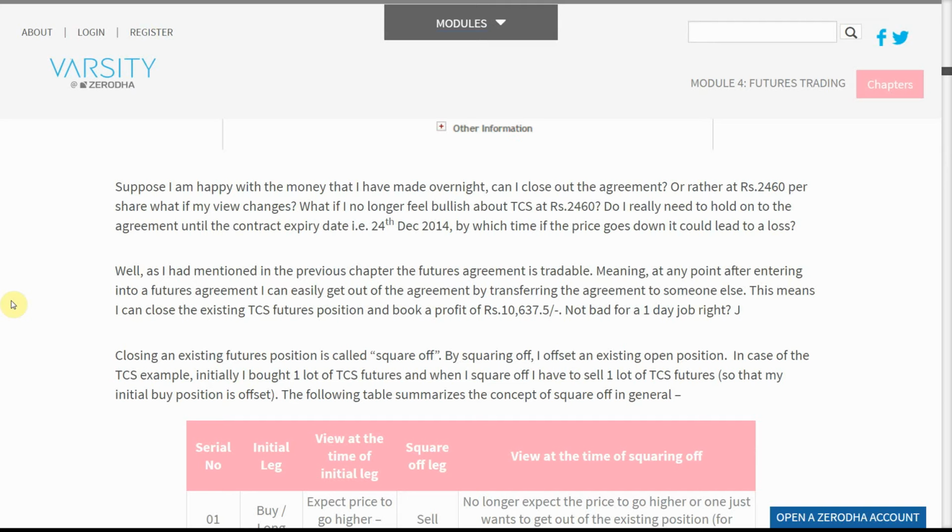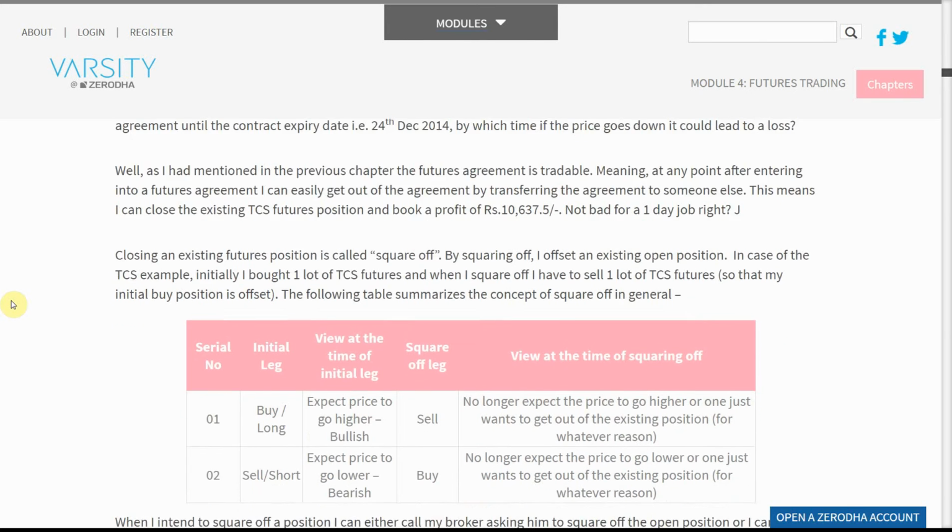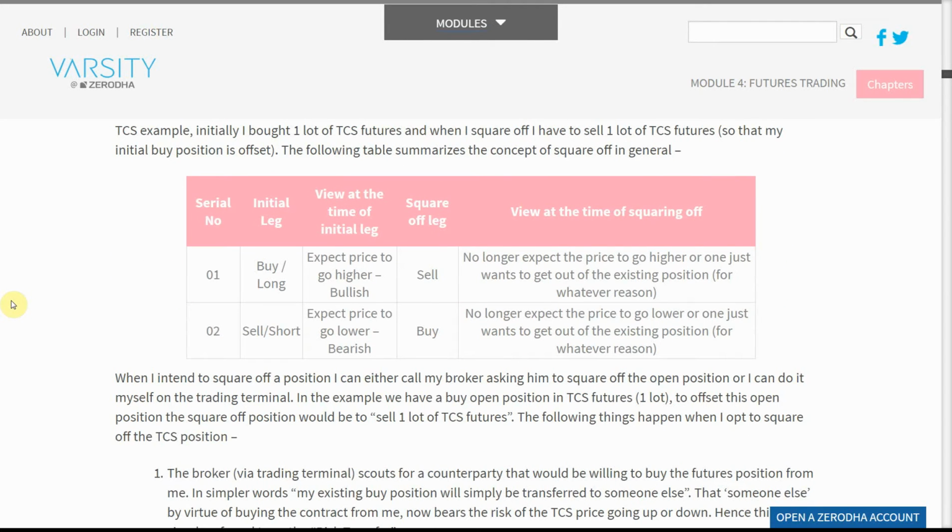The following table summarizes the concept of square off in general. Serial number 1: initial leg Buy, long, view at the time of initial leg: expect price to go higher, bullish; square off leg Sell, view at the time of squaring off: no longer expect the price to go higher, or one just wants to get out of the existing position for whatever reason. Serial number 2: initial leg Sell, short, expect price to go lower, bearish; square off leg Buy, no longer expect the price to go lower, or one just wants to get out of the existing position for whatever reason.